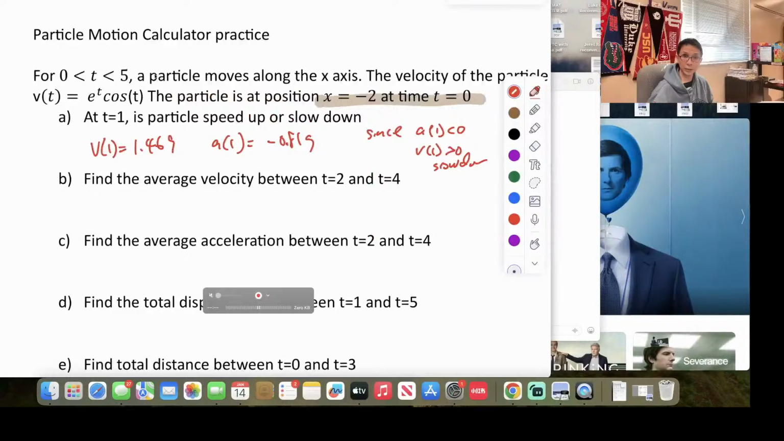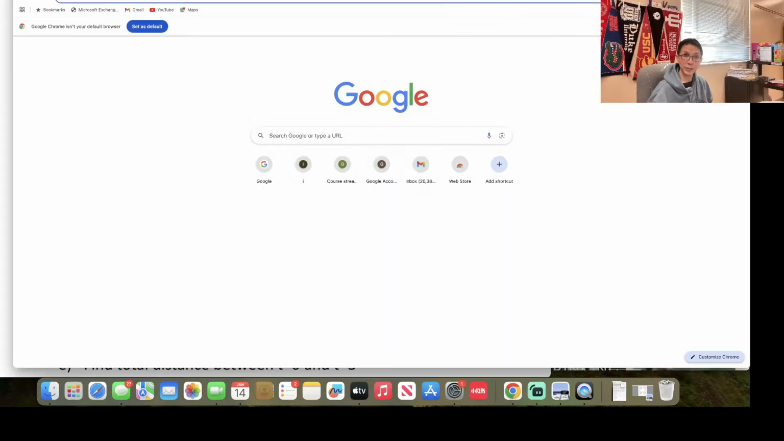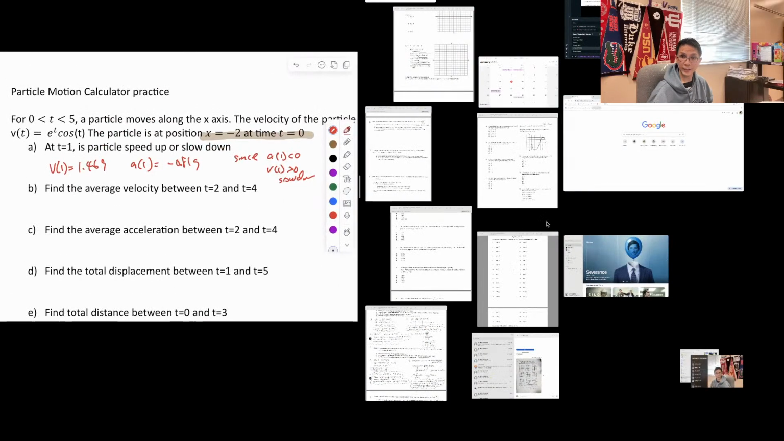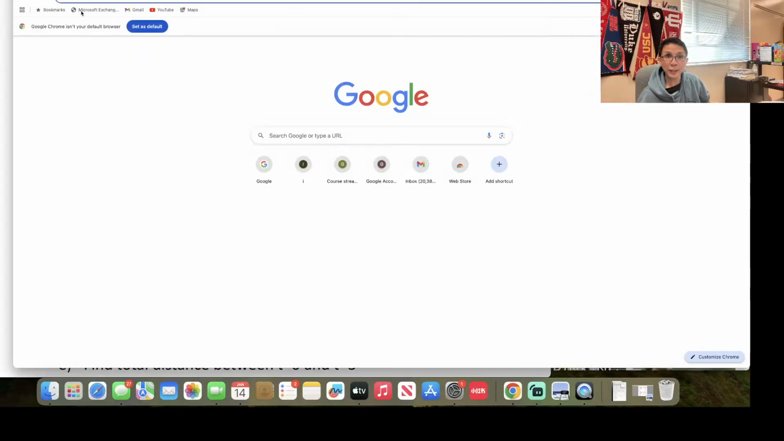I'm sorry, QuickTime. This is to the left, and where's my QuickTime gone? How do you know that?